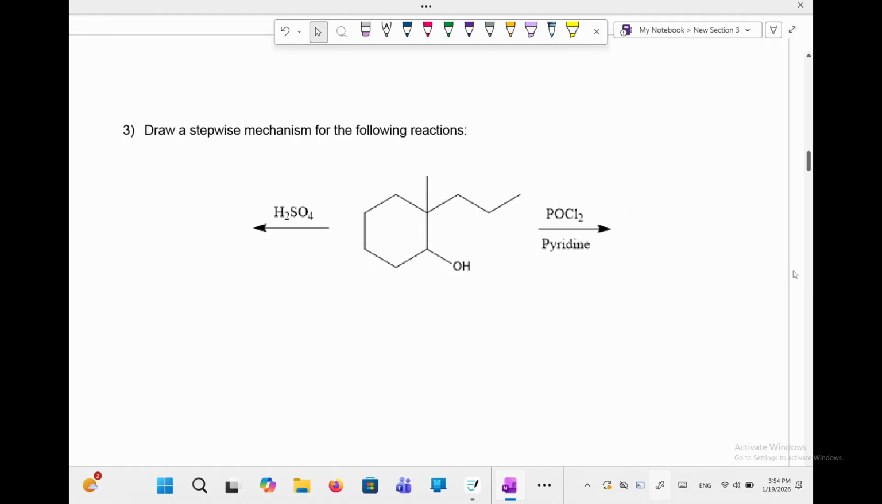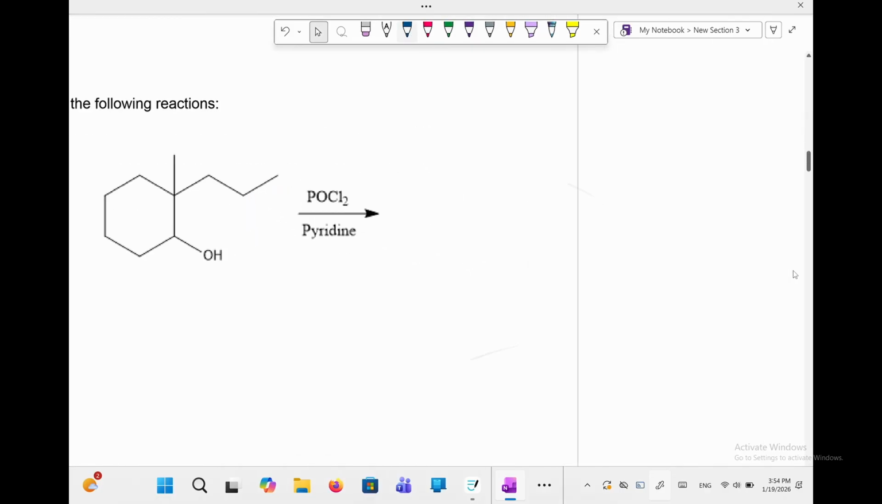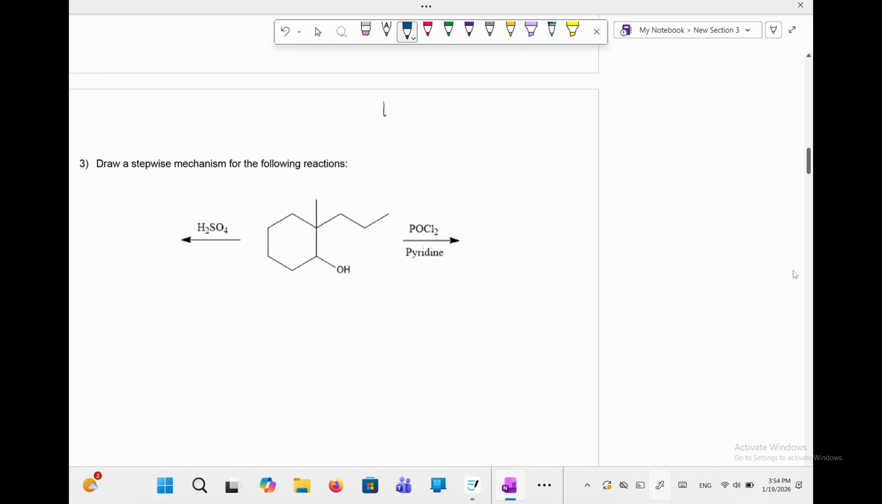So now we're going into dehydration synthesis. And really the key thing here is that sulfuric acid is a strong acid, and that means it turns into a weak base. Let's write that down here. H2SO4, strong acid. Then it turns into a weak base. So HSO4 minus, weak base.